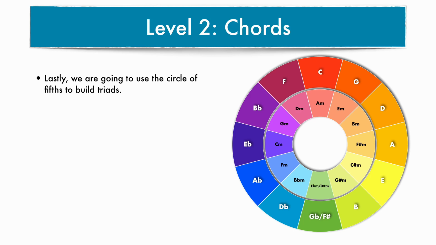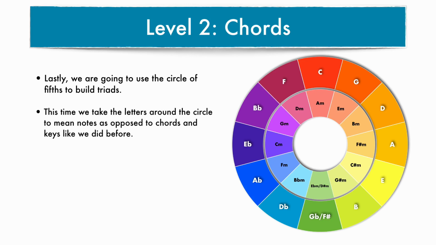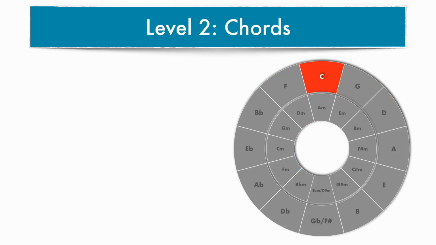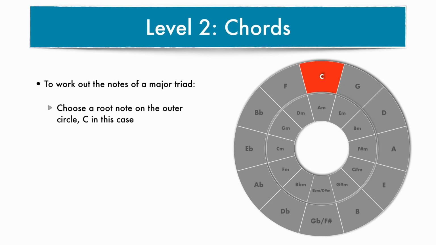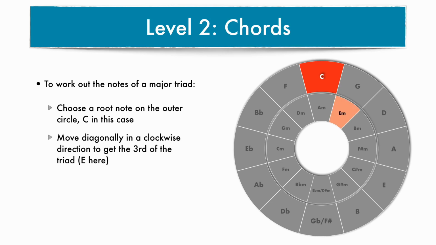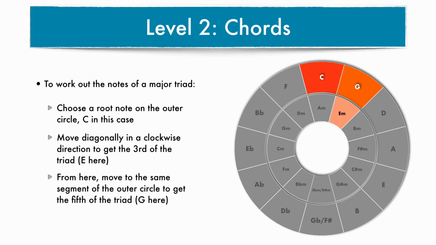The last thing we're going to look at is how we can use the circle of fifths to build triads. This time we take the letters around the circle to mean notes as opposed to chords and keys like we did before. We'll take C again as our starting point. To work out the notes of a major triad, choose a root note on the outer circle, C in this case. Move diagonally in a clockwise direction to get the third of the triad, E here. From here, move to the same segment of the outer circle to get the fifth of the triad, G here.